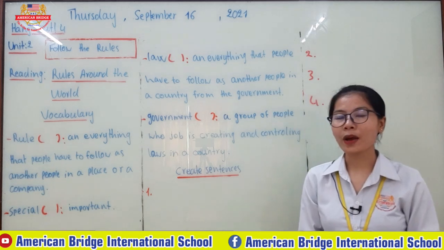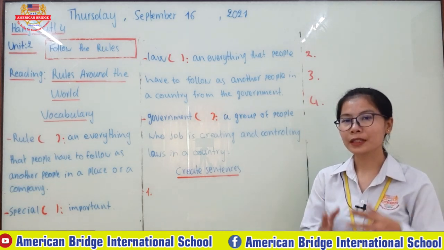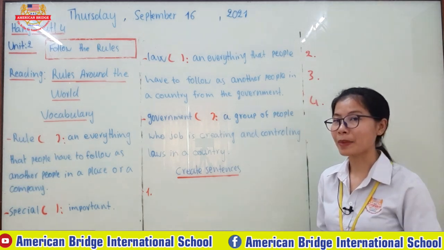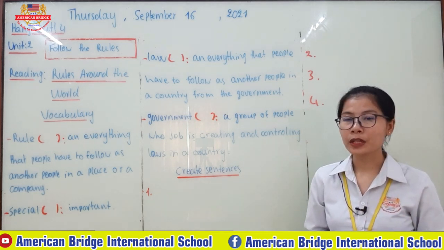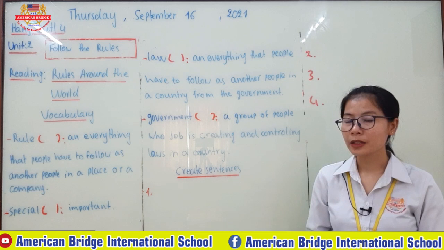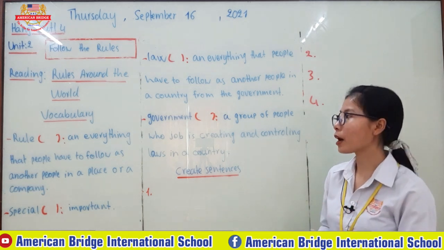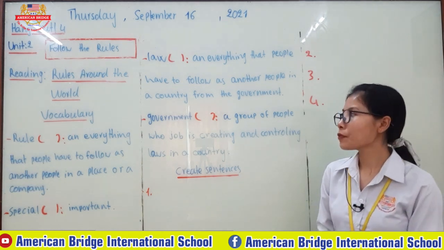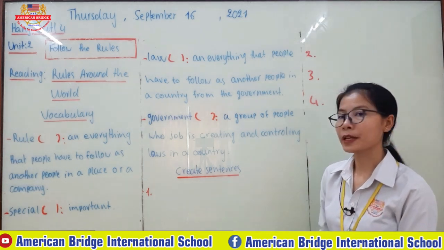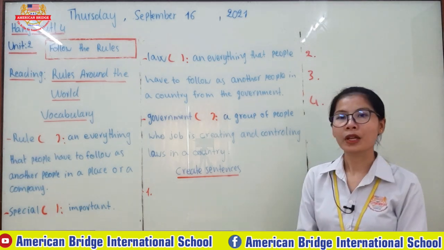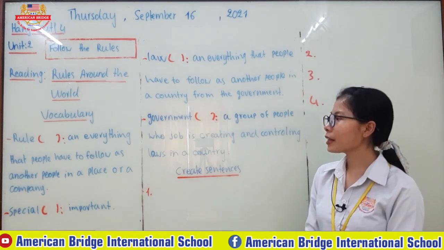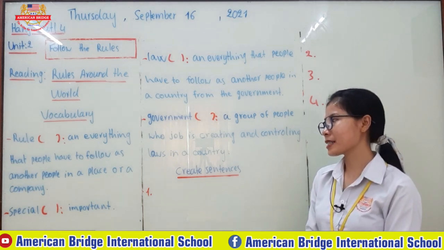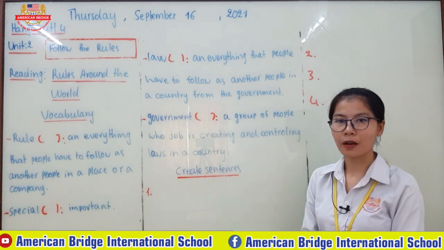So we just discuss some countries only, and then we can say rules around the world. So before you listen or try to get some idea from our reading, now the teacher would like to explain some of the vocabulary. So the first vocabulary that the teacher would like to explain to you guys is rule. So what is rule? Alright, so a rule is everything that people have to follow as other people in a place or in a company.